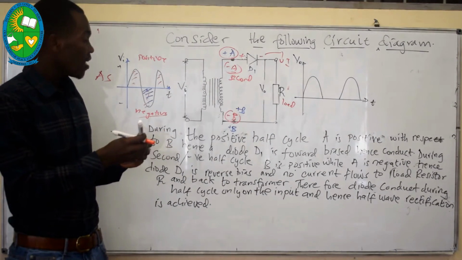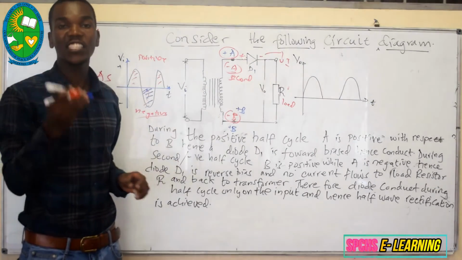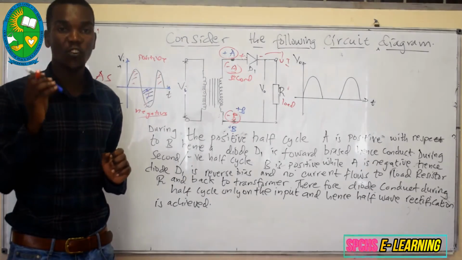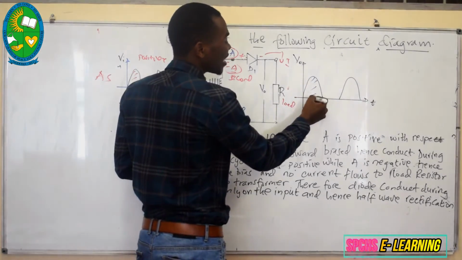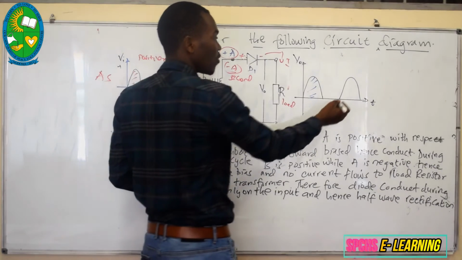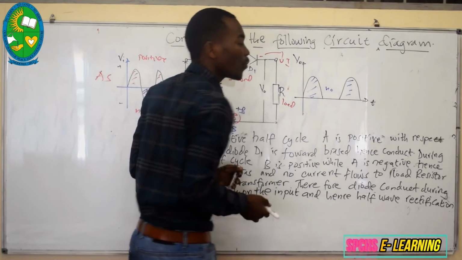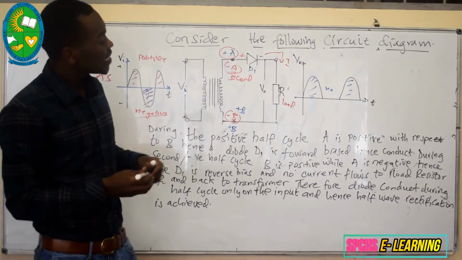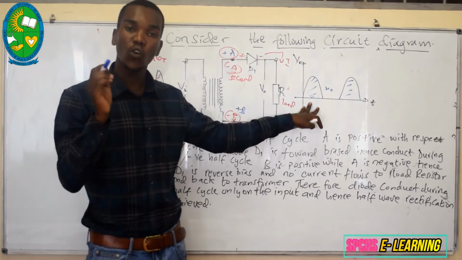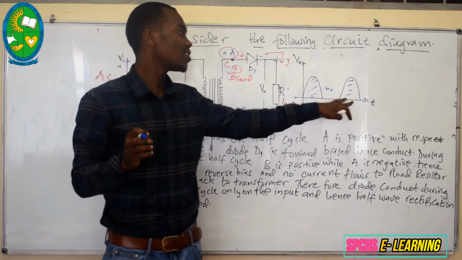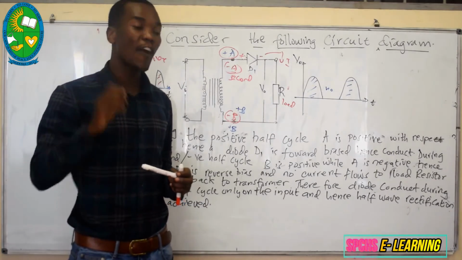So this diode will only conduct, and there will be a flow of current, during a positive half cycle only, giving a waveform of this form, having current flow during the positive half cycle and no current during the negative half cycle. Since only one half of the alternating current is used in this conversion, this is what we call half-wave rectification.